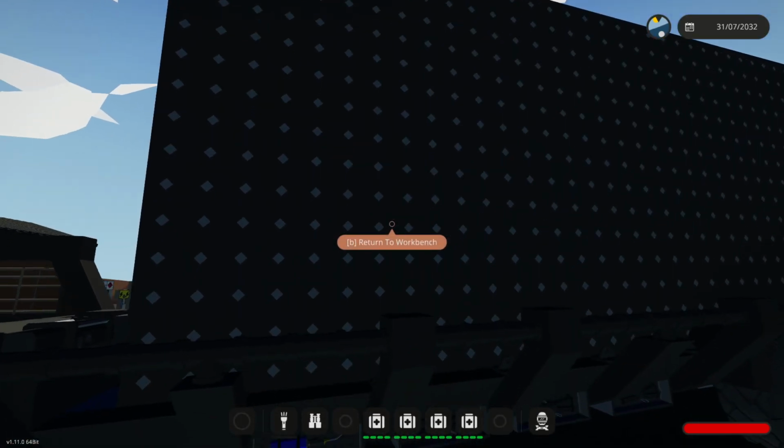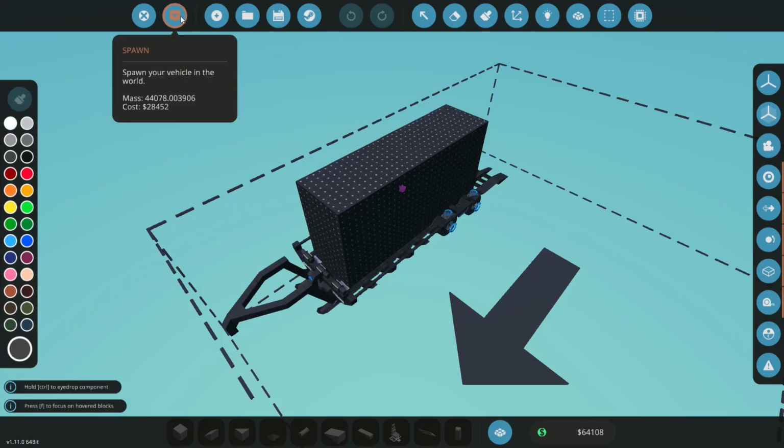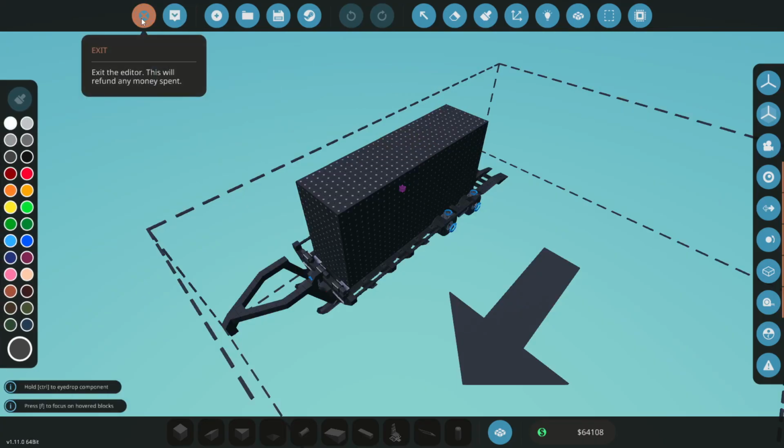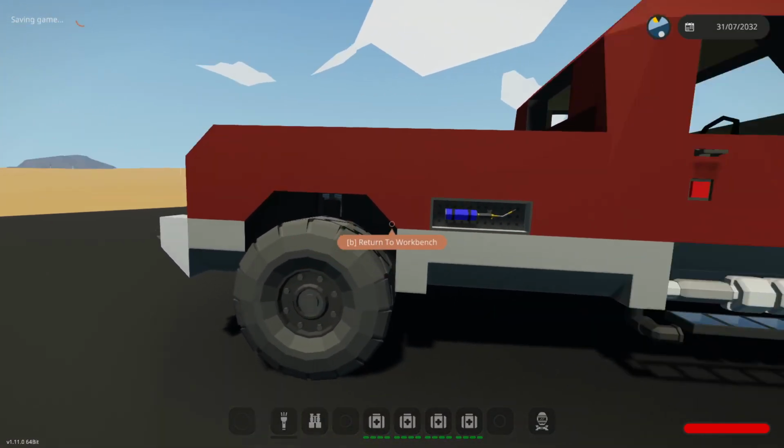We obviously don't need this trailer full of weight. In fact, how much money did I even spend on this? Let's have a little look. I spent 28,500 on it. Madness. And look at that. The stiffness on that is going crazy.